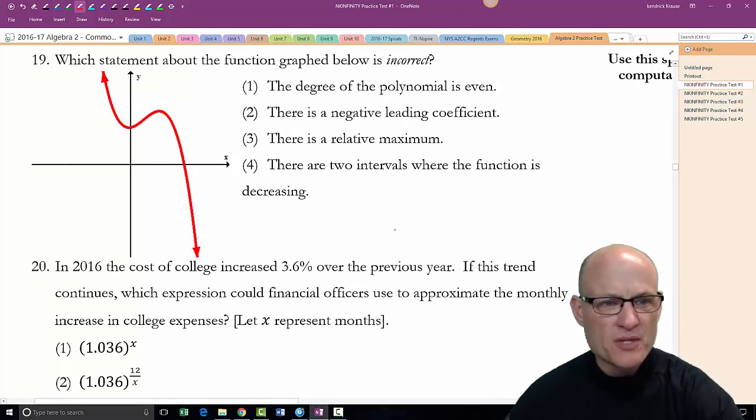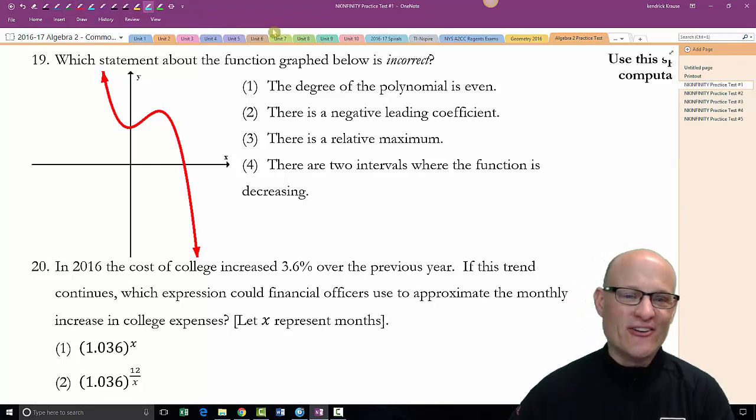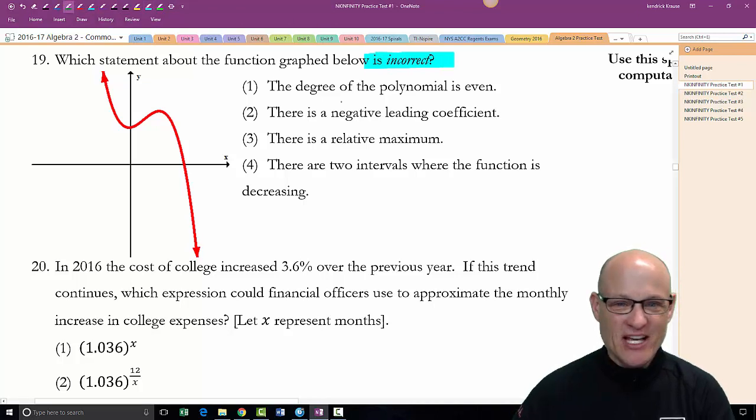All right, which statement about the function graph below is incorrect? The degree of this polynomial is even. Well, that's the answer right there. I'm just going to tell you right now.